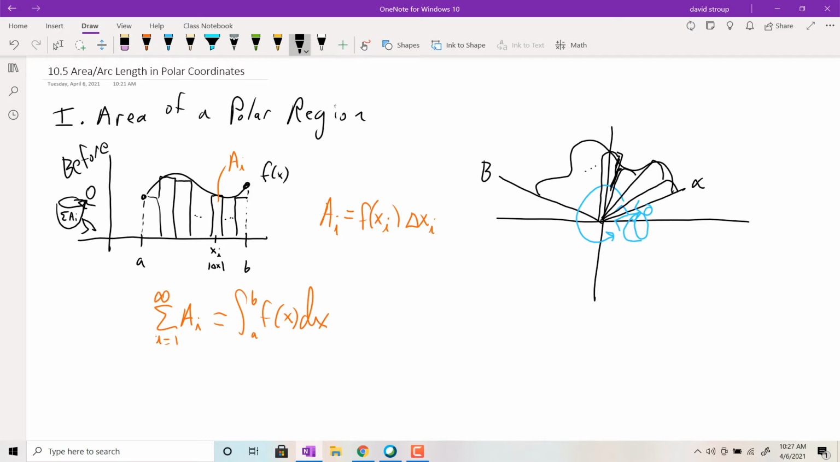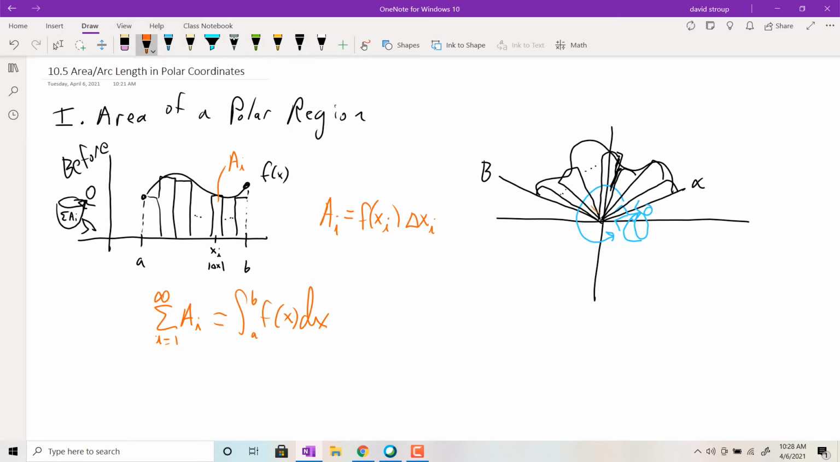And then dot, dot, dot. And then we have a generic one right here, and then dot, dot, dot, all the way to the end. We have some guy like that. So instead of change in x, now you're going to have a change in theta. And instead of f of x, you're going to have f of theta.